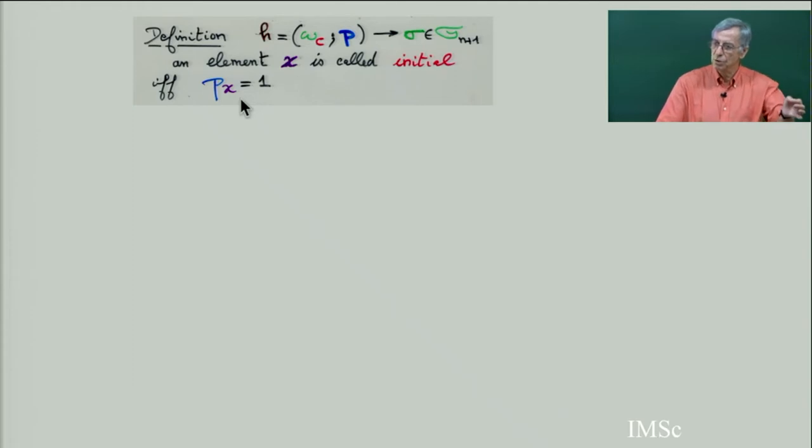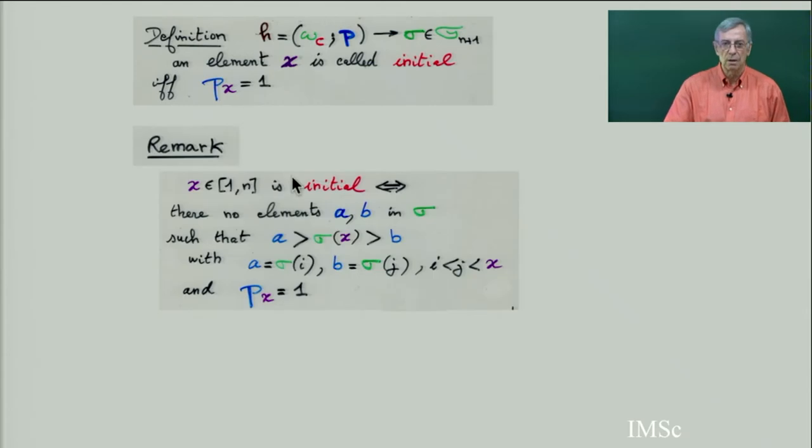Each time you take a choice 1, you can characterize this element in terms of the history. So the characterization is the following. An element x of the permutation is initial if and only if there is no element a and b in the permutation such that a is strictly bigger than x, x is strictly bigger than b, with a equals sigma of i, b equals sigma of j, and the choice pi of x equals 1.